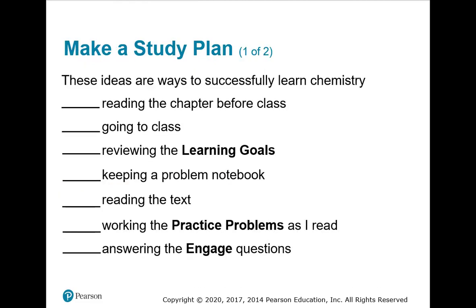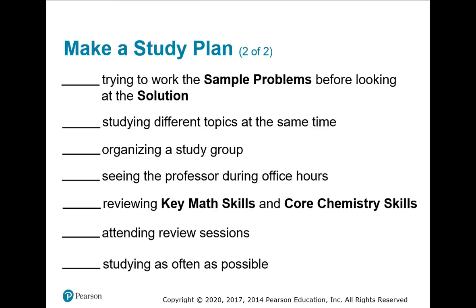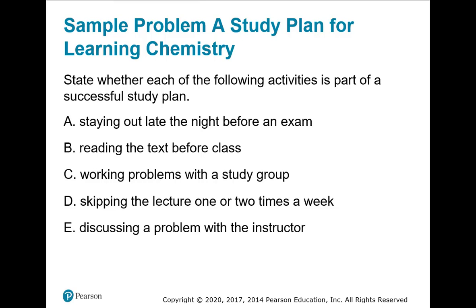So you're going to make a study plan. These ideas are ways to successfully learn chemistry: reading the chapter before class, going to class. Now granted, we have a hybrid class, so going to class will be going to your labs, reviewing the learning goals, keeping a problem notebook, reading the text, working the practice problems, answering the engaged questions, trying to work through some sample problems before looking at the solution, studying different topics at the same time, organizing a study group, maybe somebody from lab, seeing the professor during office hours. I welcome you to come to office hours, reviewing the key math skills, the core chemistry skills, attending review sessions, and studying as often as possible.